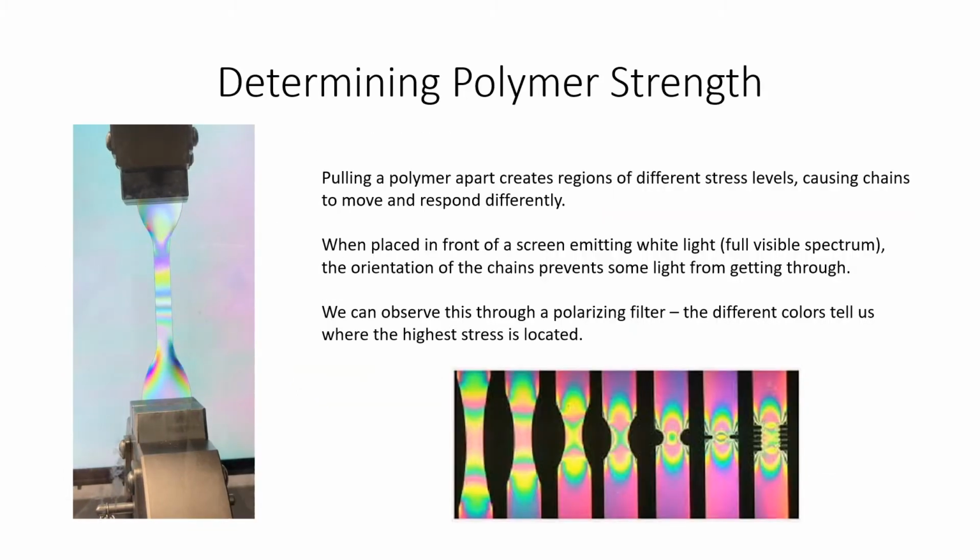Our next demonstration is determining polymer strength. So if you look at the video on the left, we're pulling this polymer, stretching those chains out, and it's creating lots of crazy colors. Those colors correspond to different areas where the chains are being pulled harder than others. And the colors will change as different amounts of light can move through them. We use a polarizing filter so we're able to see this even when we wouldn't be able to normally. We can use this to help make our models of materials even better.